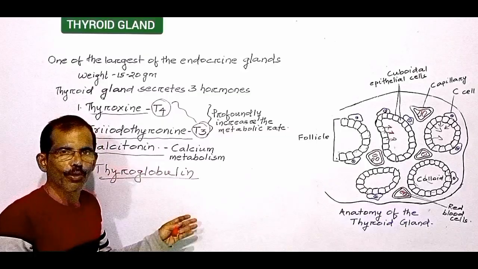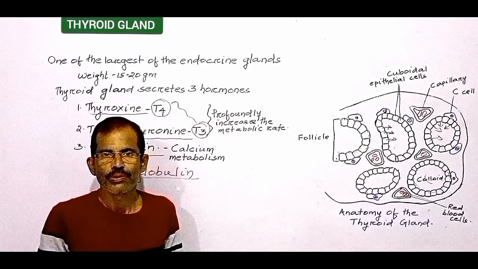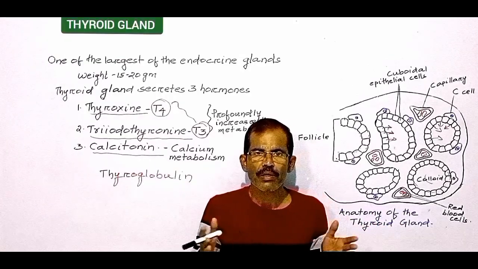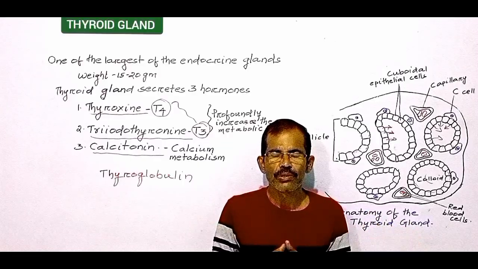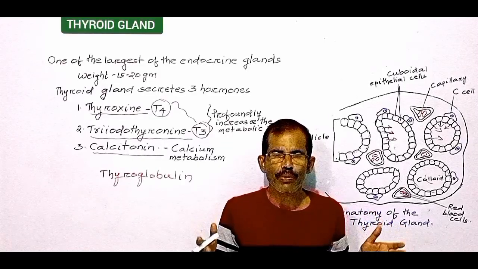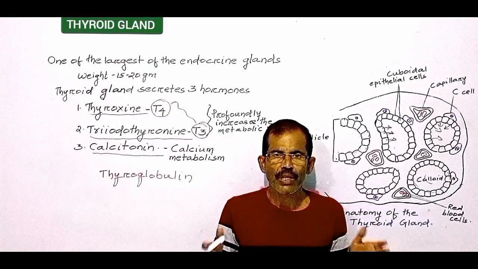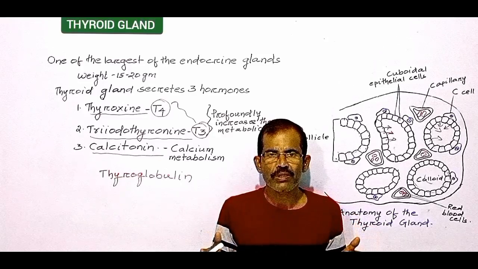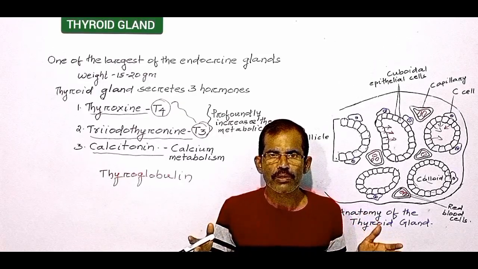Thyroglobulin is a glycoprotein that contains the thyroid hormones. Each molecule of thyroglobulin contains about 70 tyrosine residues. These residues are the major substrates for combining with iodine to form the thyroid hormones. The thyroid hormones are thus formed within the thyroglobulin molecules.